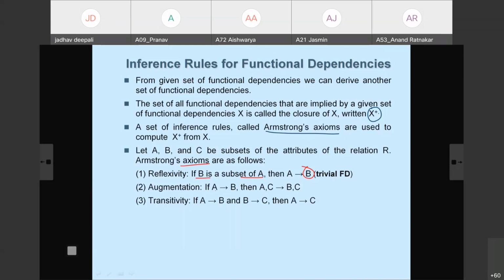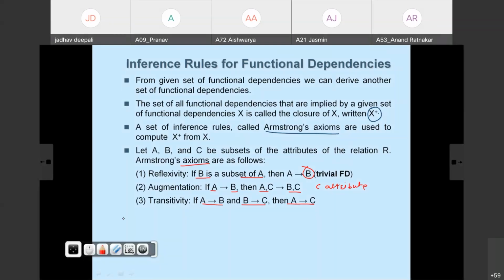Augmentation: if A tends to B, and there is another attribute C, then we can say AC tends to BC. Transitivity: A tends to B, B tends to C, then A tends to C.